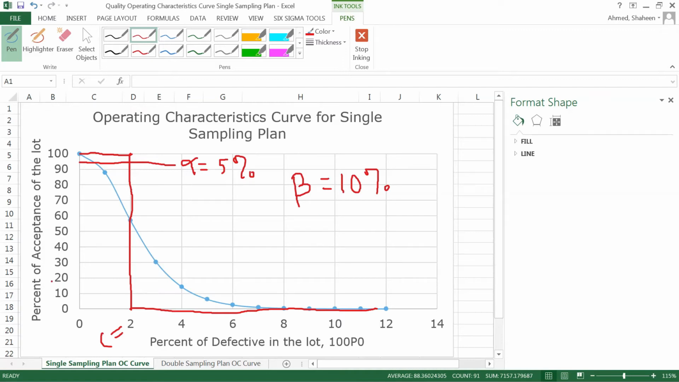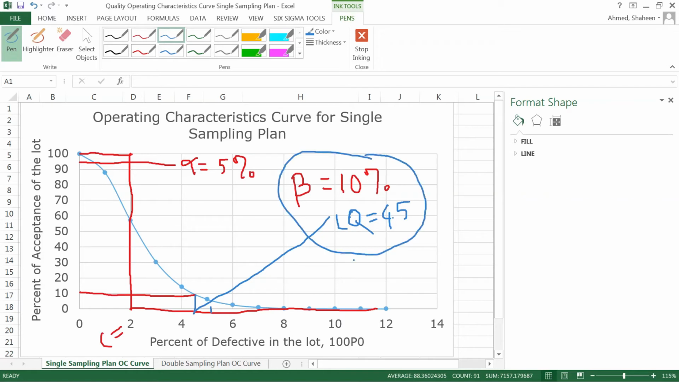If you look at this x-axis, if we accept 10% of the product, then once we accept it, it goes to the market. So then it becomes a kind of customer risk, because what we accepted is not necessarily all good products. They may have some defective products, and this number is called LQ, limiting quality, the maximum number that the customer tolerates. This will be about 4.5. So the number associated with beta, the customer risk, is called LQ, limiting quality. Sometimes it's also called RQ, rejectable quality, or customer tolerance. This thing is known by so many different names.